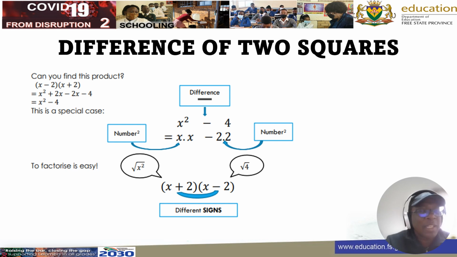This is a special case, a difference of signs. If you look at x squared minus 4, it has a different sign. The numbers are x by x and minus 2 by 2, and the square root of x squared is x, and the square root of 4 is 2, that is plus or minus 2. Therefore, we have different signs, whereby we are going to have x plus 2 into x minus 2.